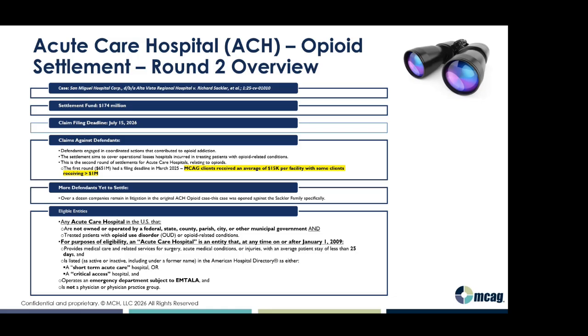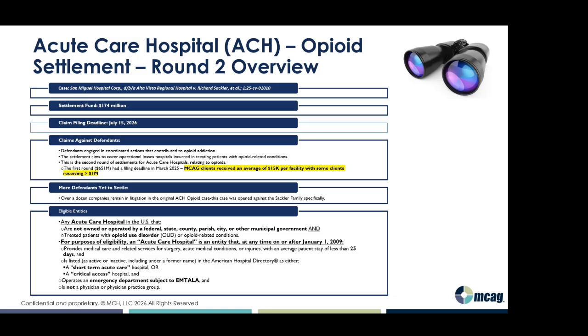The first round of the ACH opioid settlement resulted in significant payments to many of our hospital clients and healthcare clients, including several clients that received seven-figure checks. The filing deadline for the first round was in March of 2025, and it had a fund of $651 million. The fund for the second round is $174 million thus far, and the settlement claims that defendants engage in coordinated actions that contributed to opioid addiction and aims to cover operational losses that hospitals or healthcare facilities incurred in treating patients with opioid-related conditions.